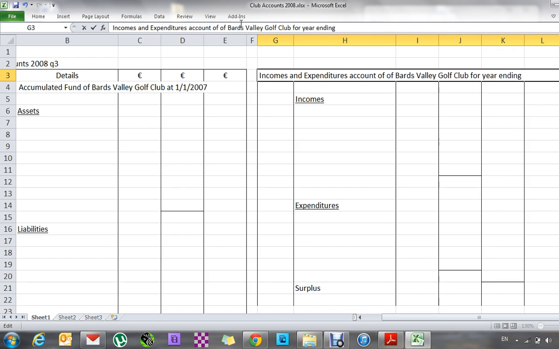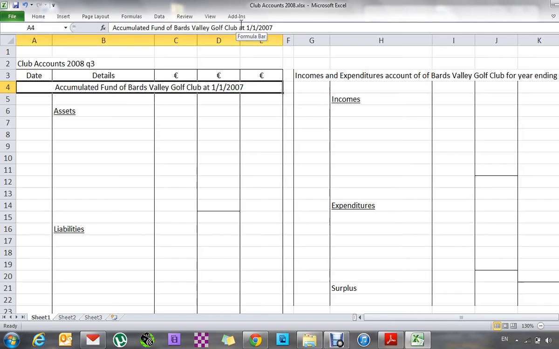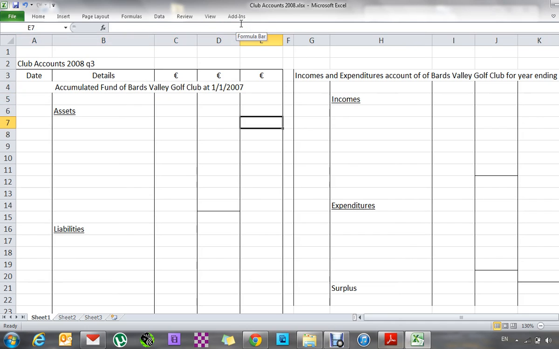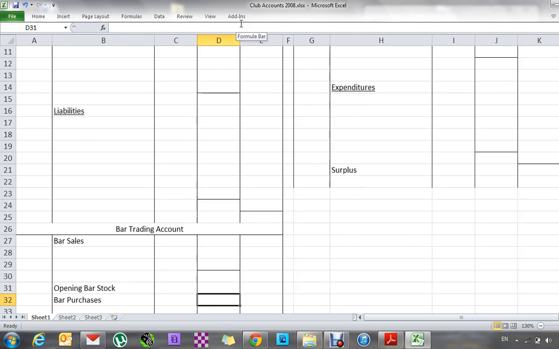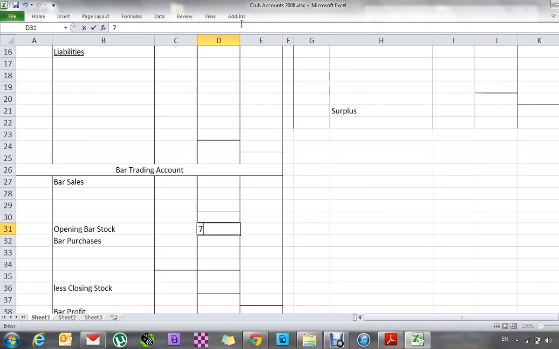So we're going to write the year ending 31st of December 2007, because this accumulated fund is for the beginning of 2007. So we look at the top of the question and we have the assets and liabilities. So clubhouse is 750. Bar stock is 7,000. I might as well put this bar stock straight into my bar trading account.